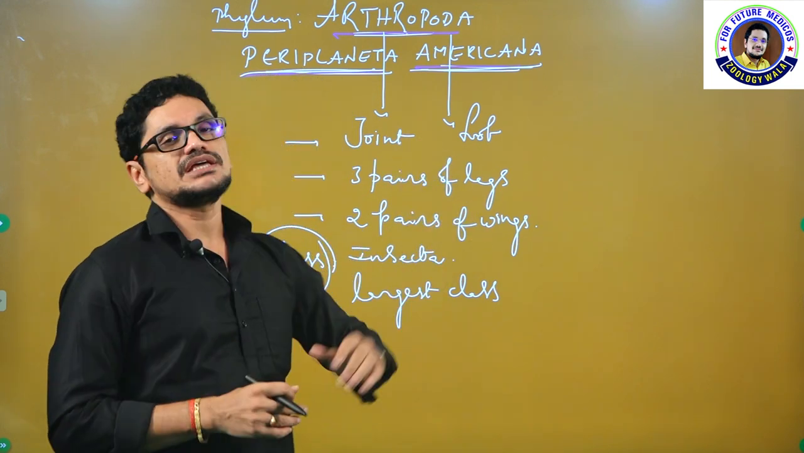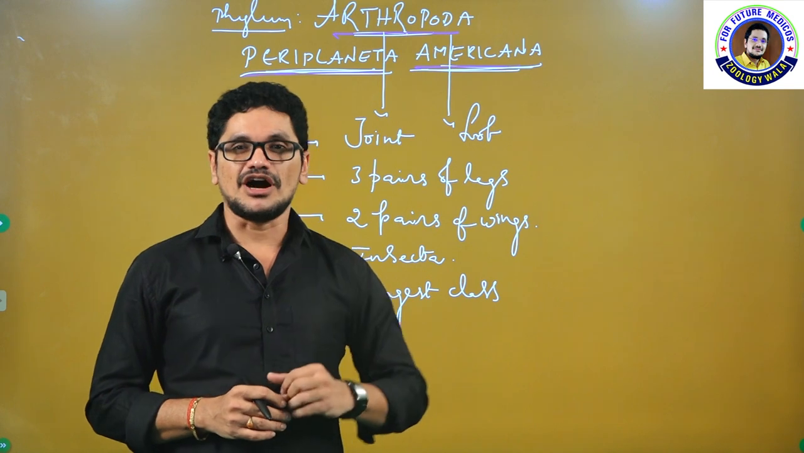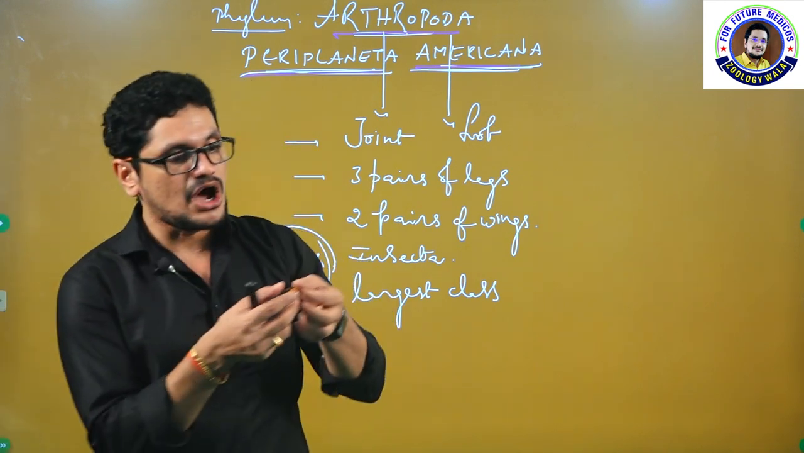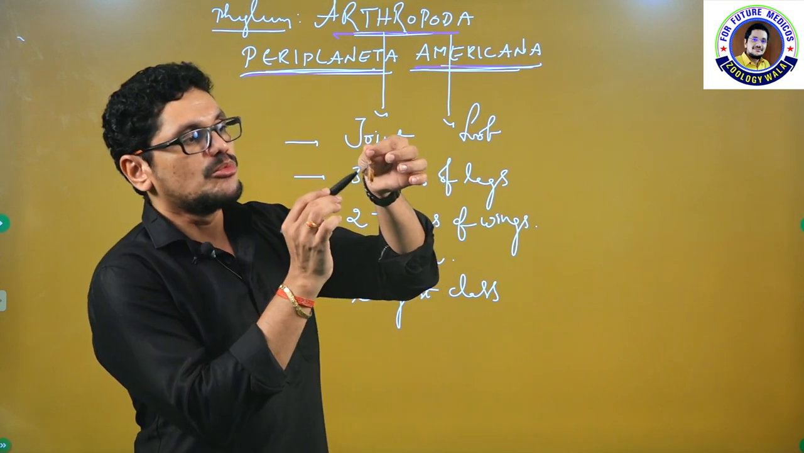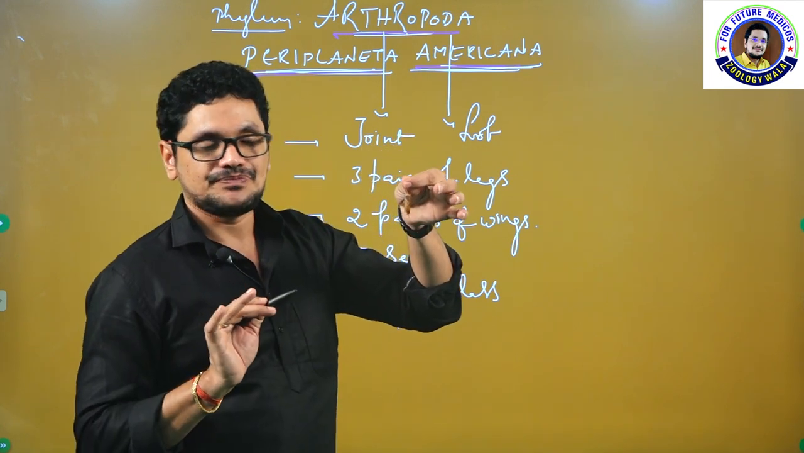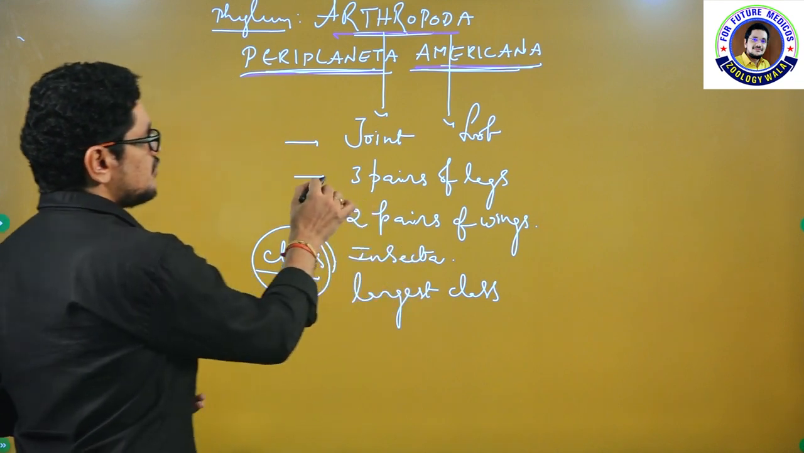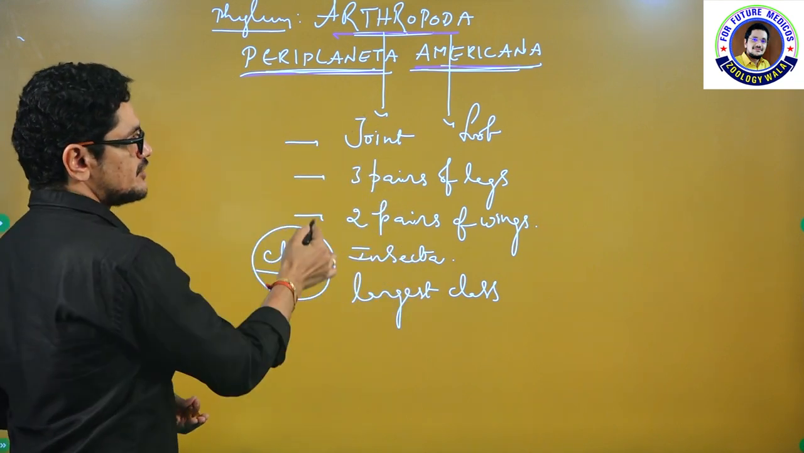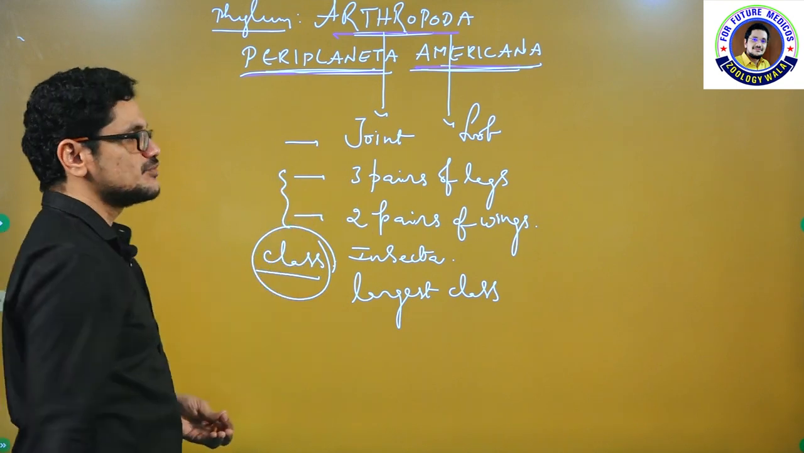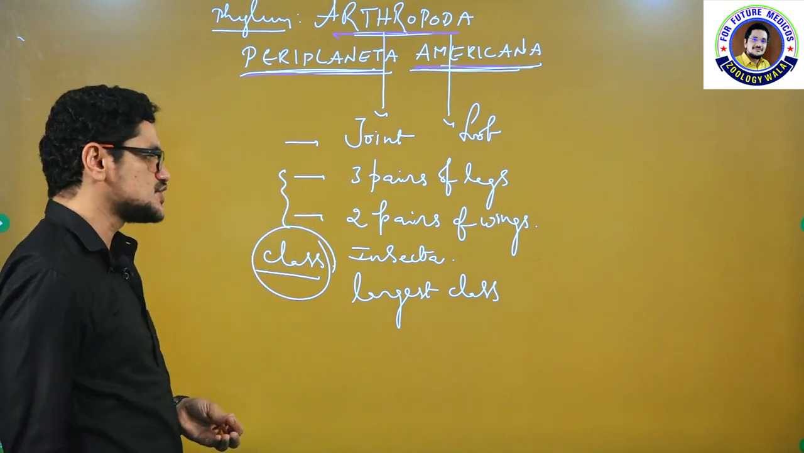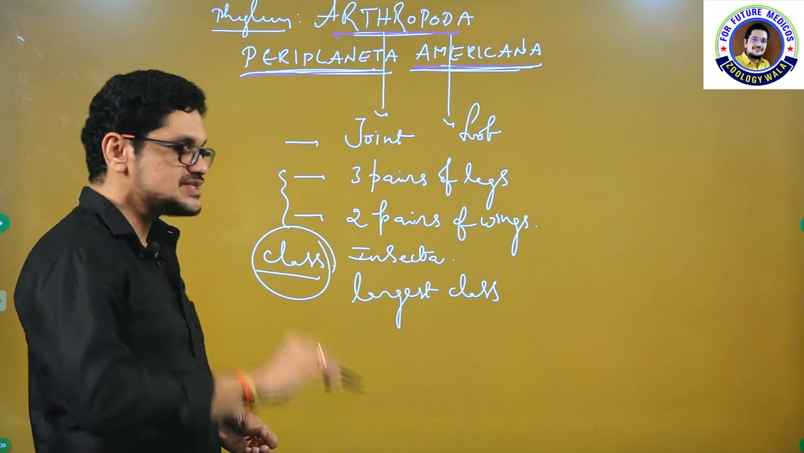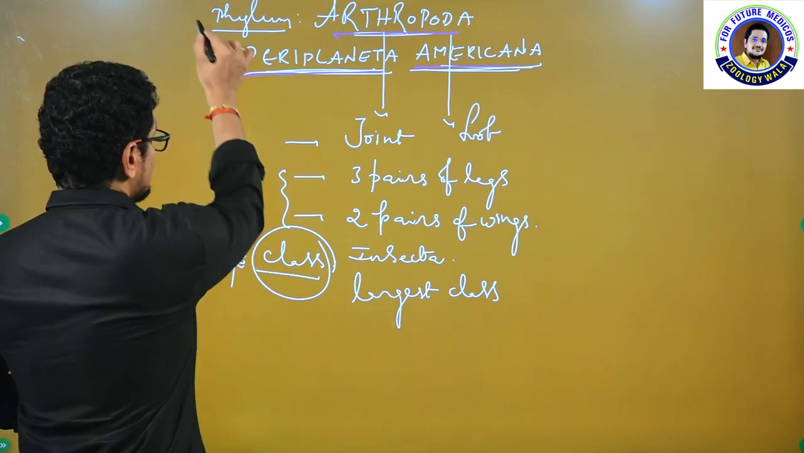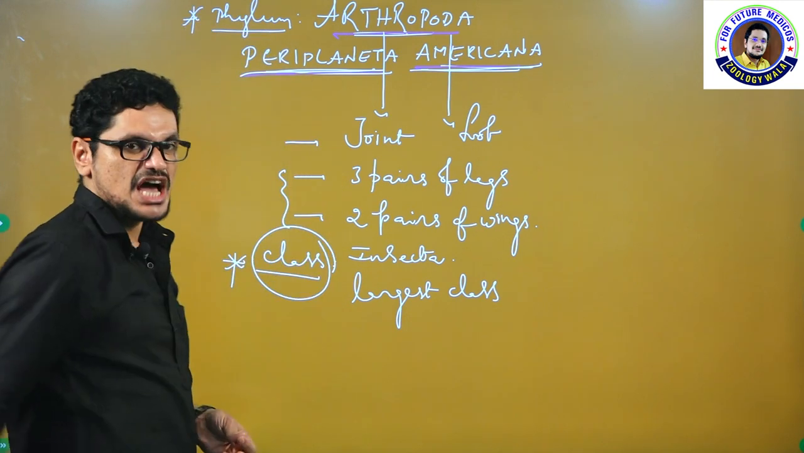So, generally, what is the color of cockroach? Just now, I think you have seen. I will show you. So, this is brown. So, the cockroach color is brown or black. See, before I use the next board, say this, Arthropoda, jointed foot. Three pairs of legs and two pairs of wings is one of the characteristic features of arthropods, especially insects. And the largest class is Insecta.